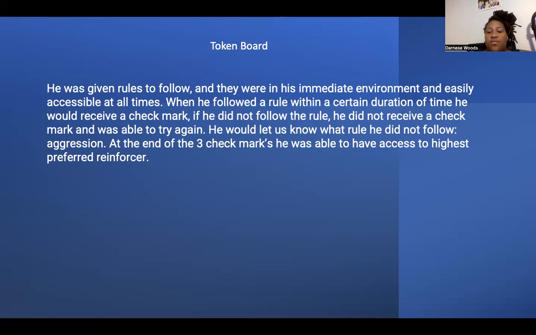He would let us know which rule he did not follow immediately. So once he hit, he already knew, and we would ask him, did you follow your rules? He would say no, and then he would tell us what rule he did not follow. At the end of the 3 check marks, because he was working for 3 of them, he was able to have access to the highest preferred reinforcer, which was the iPad.